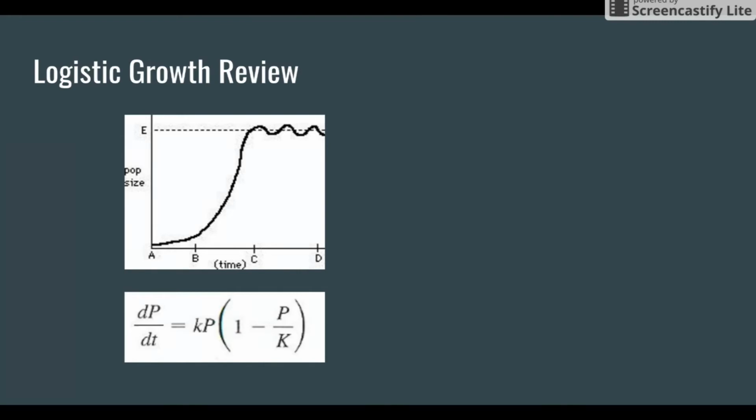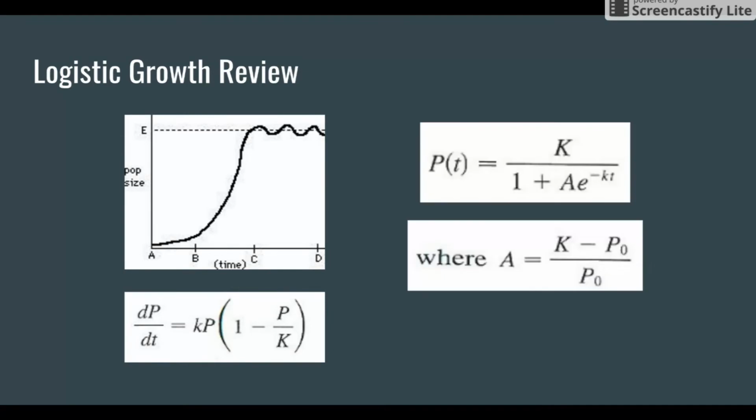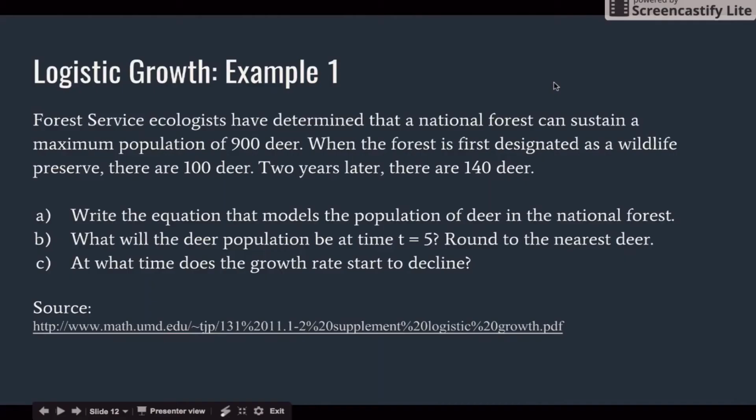Since this is a separable equation, we could go through the long process of finding P of t, the equation for population. But as long as we know how it works, we can usually just go ahead and use this equation. It's also useful to know that K over 2 is the point of inflection and the population value at which we have the highest growth rate.